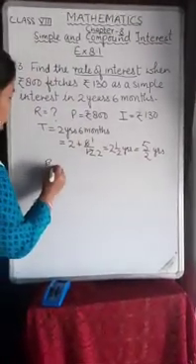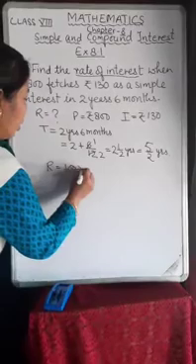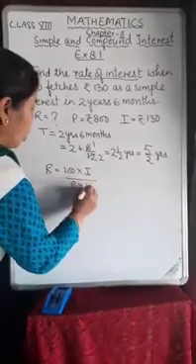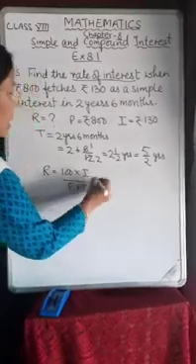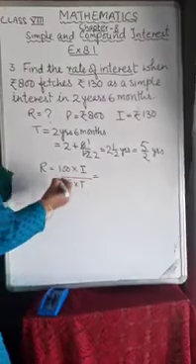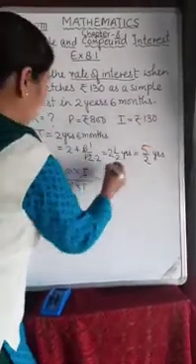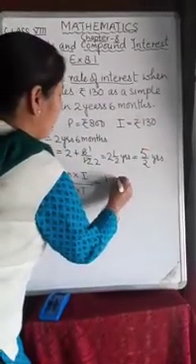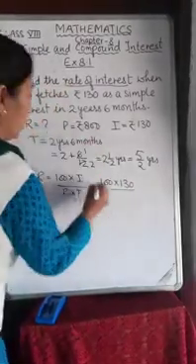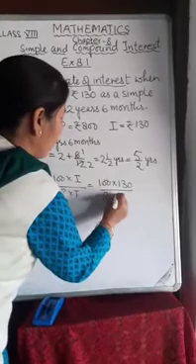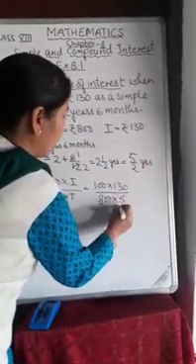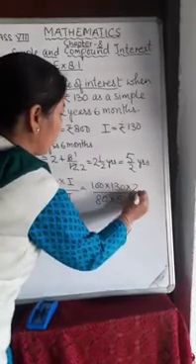Now we have to find out the rate. The formula for rate is 100 into I, simple interest, upon P into T. This is the formula. So we'll put the values of I, P and T in this. So what is I here? I is 130. So 100 multiplied by 130 upon P. P is 800. And time is 5 upon 2 years, means 5 over here, and this 2 will come in the numerator.